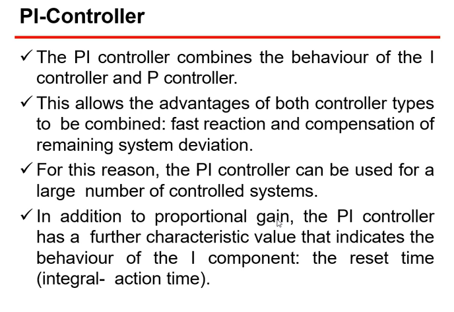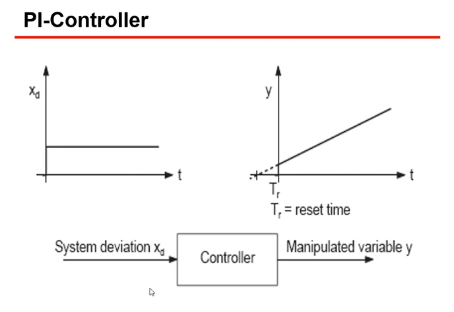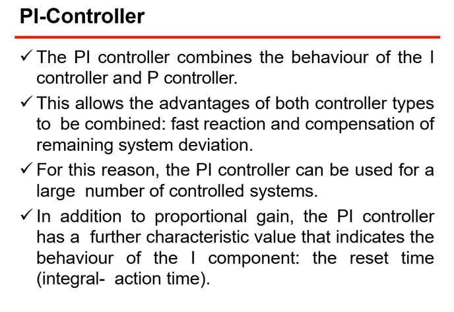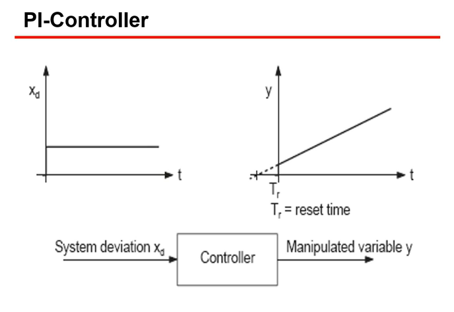So that's why it is written here: in addition to the proportional gain, the PI controller has a further characteristic value that indicates the behavior of the I component, that is the reset time, the integral action time. Again you can clearly observe here it is not starting from 0, it is starting from this point. This dotted line is shown over here, and T_R is the reset time.